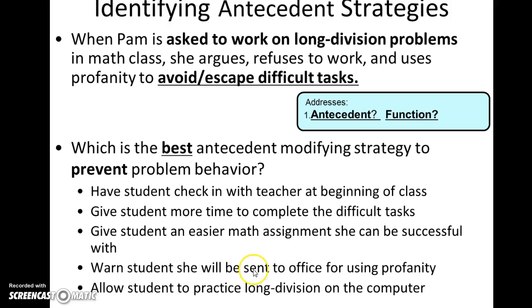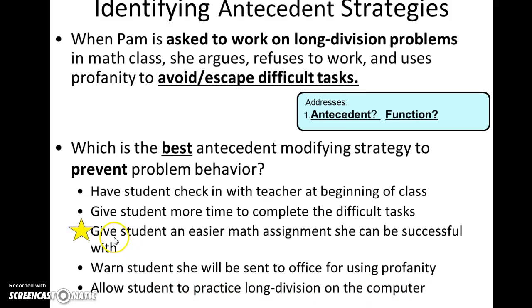Warn student that she'll be sent to the office for using profanity. Again, that is a threat, and that's something you don't want to do at all, but this is a consequence, right? After she does the behavior, we want to make sure we address it before the behavior. And then, allow students to practice long division on the computer. She's trying to avoid the task, so it's not letting her avoid the task.